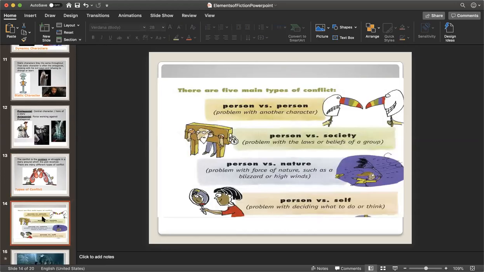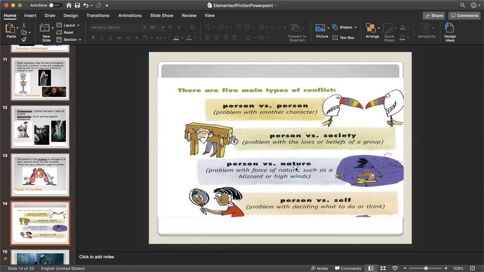We've gone through some of these in class. I know it says 5, but I deleted the 5th one. I'm only going to stick with 4 because I don't want to make this PowerPoint too long. This is person versus person. This is man versus man. This is when usually one character is going up against another character. It's kind of like Harry versus Voldemort, Batman versus Joker. Person versus society. This is one person going up against the law. I'll give you an example about that right now.